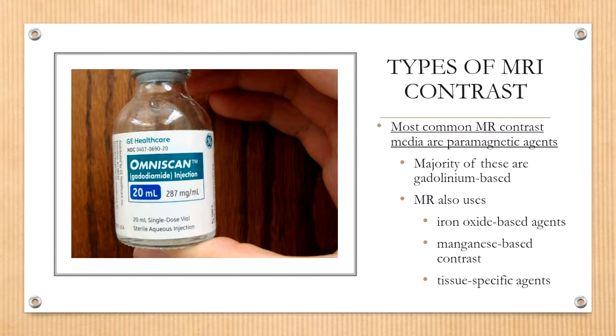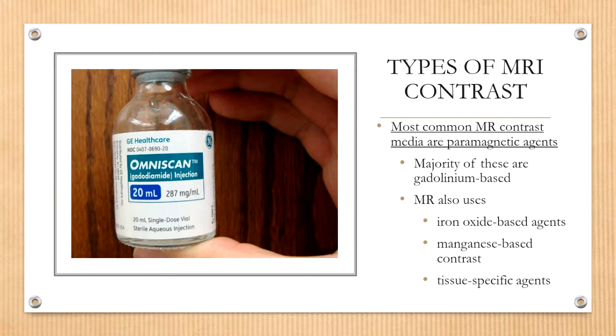In MRI, we do use different contrast agents. The most common are going to be paramagnetic substances, and the majority of those are gadolinium based. However, and I wanted to break this out more because this is kind of its own point, MRI also uses iron oxide, manganese, and tissue-specific agents, and these are not necessarily T1. We know that this is not T1 based. This is a T2 based contrast agent, but the majority of our contrast agents are going to be paramagnetic, and of those, the majority are gadolinium based. We will be talking about all of these today.